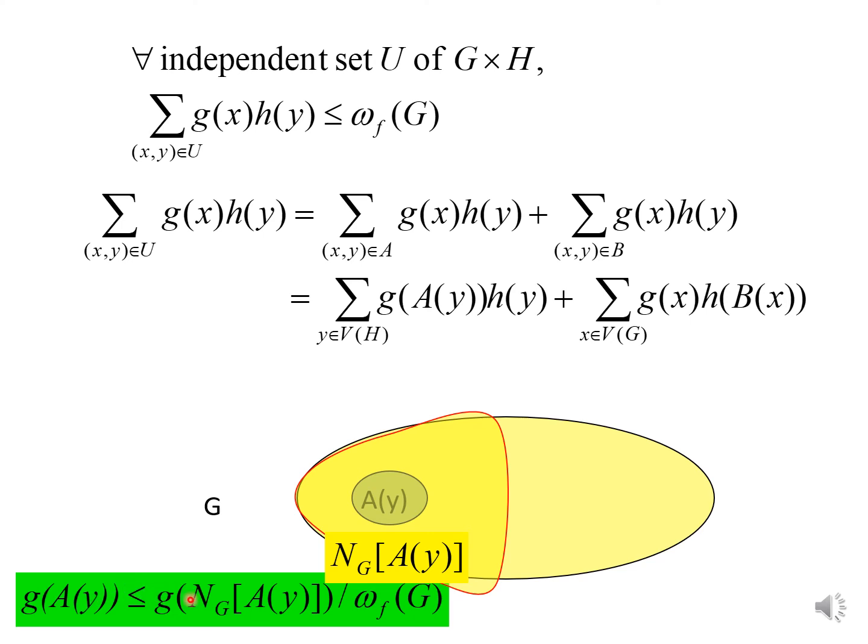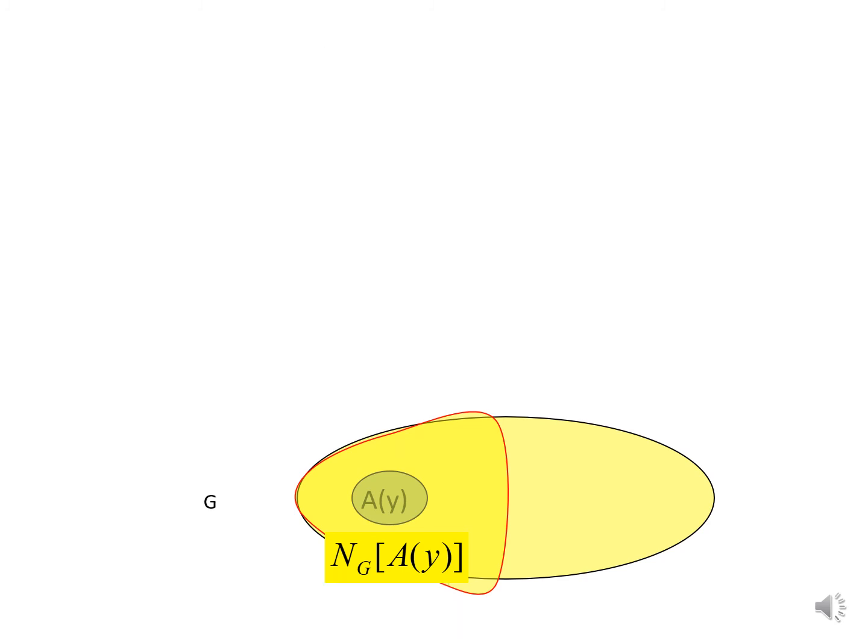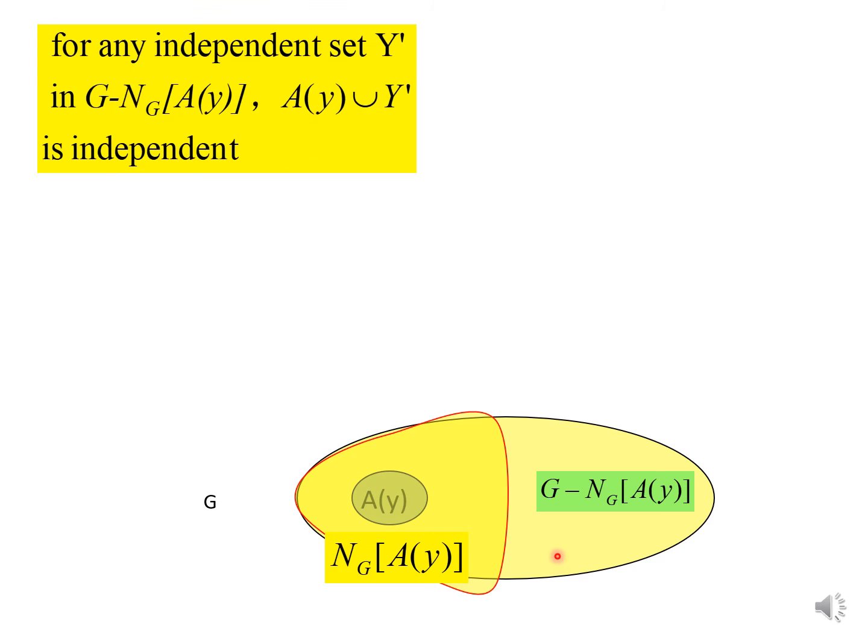Once I prove this, I'm going to plug this in here. So let's prove this first. Look at this subgraph. This is the subgraph induced by the remaining vertices. I take an independent set from this subgraph. This is independent. This is independent. There's no edge between them. So the union is an independent set of G.